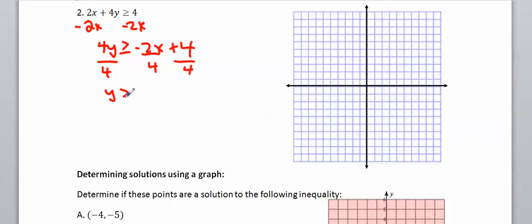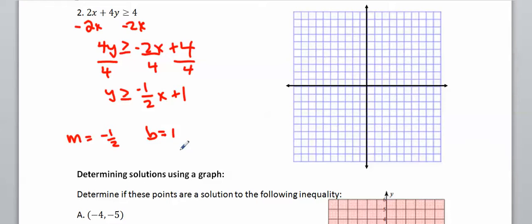So your y is greater than or equal to -2 over 4. Well, that reduces. I can divide both of those by 2. So I'm going to change that to -1/2 x. And then 4 over 4 is +1. All right, so my slope is -1/2. My y-intercept is 1. So I'm going to go ahead and graph that.